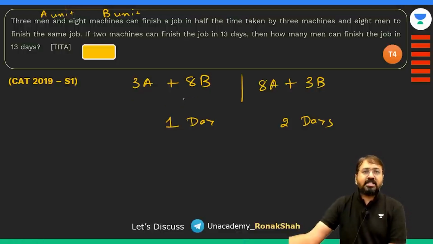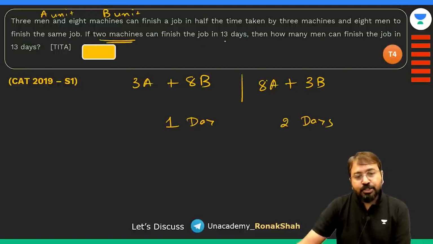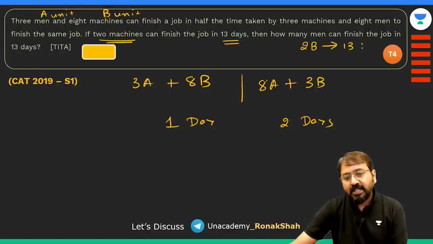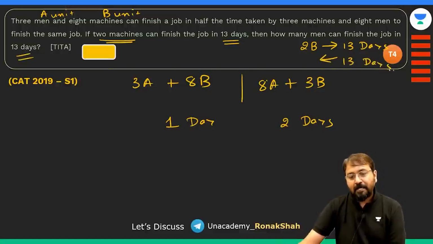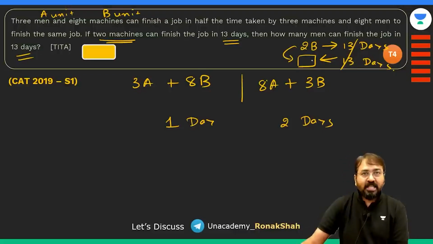That means, of course, machines are faster, right? If 2 machines can finish a job in 13 days, so we are told that 2 machines, that is 2B, complete the work in 13 days, right? Then how many men can finish the job in 13 days? This is what they are asking. So we need to find out 2B is equivalent to what, because these days are the same. So we just need to identify 2 machines are equal to how many men, right?